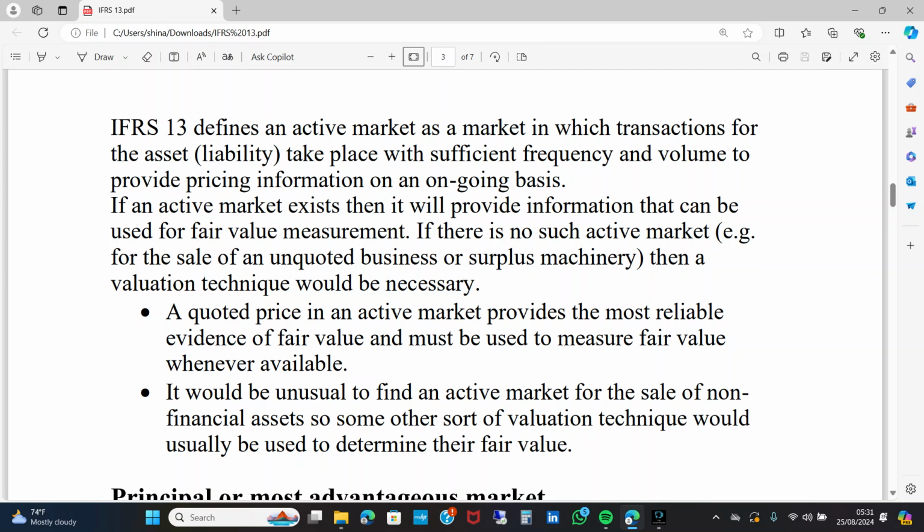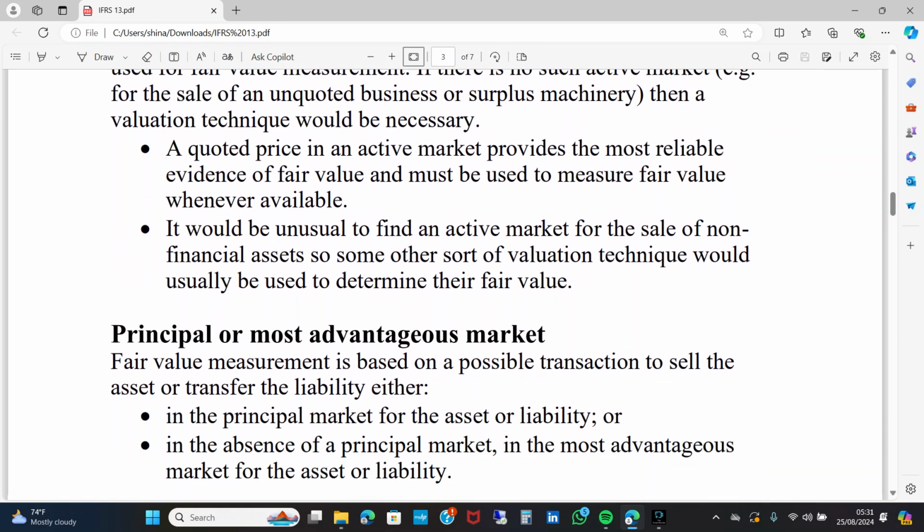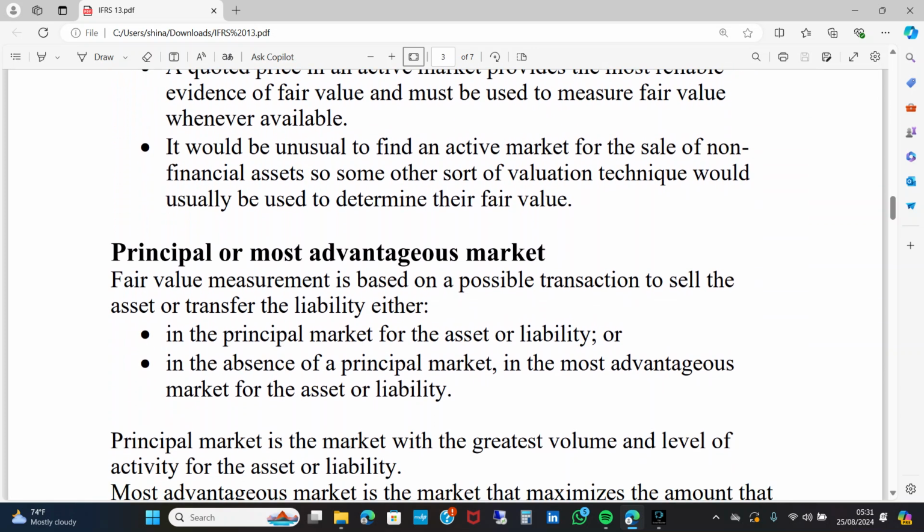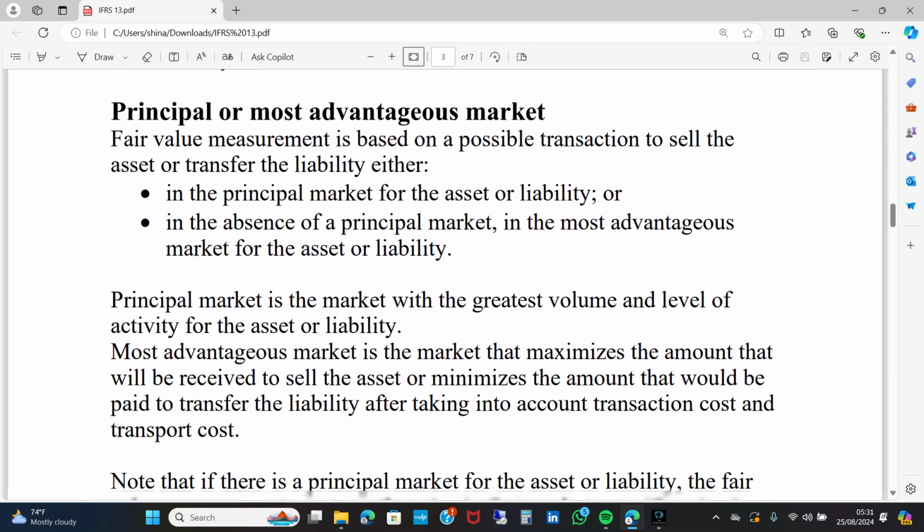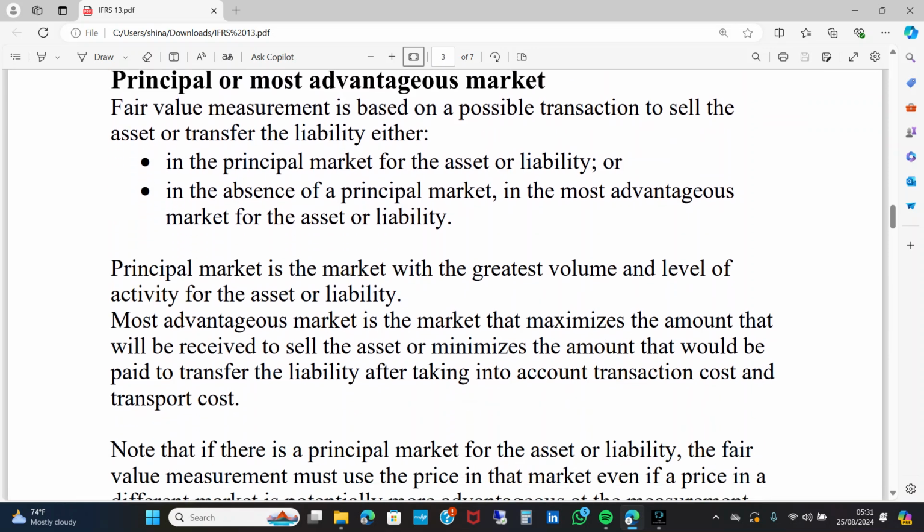Now, it will be unusual to find an active market for the sale of non-financial assets. So some other sort of valuation technique will usually be used to determine their fair value. Now, let's look at what we call principal or most advantageous market. I've explained active market. Let me come again. An active market is a market where they are trading the asset in such frequency and volume that you can determine fair value on an ongoing basis.